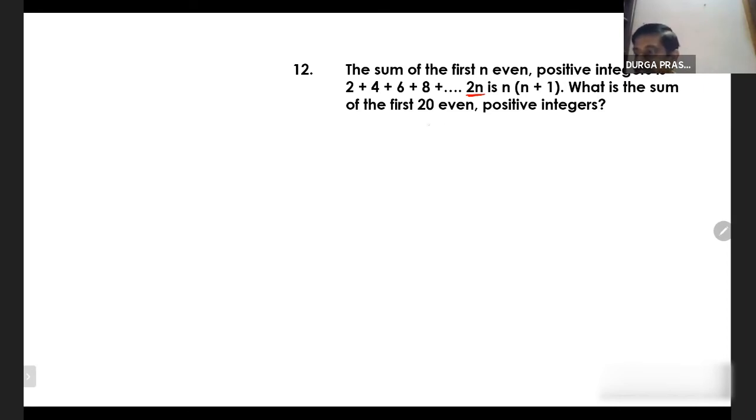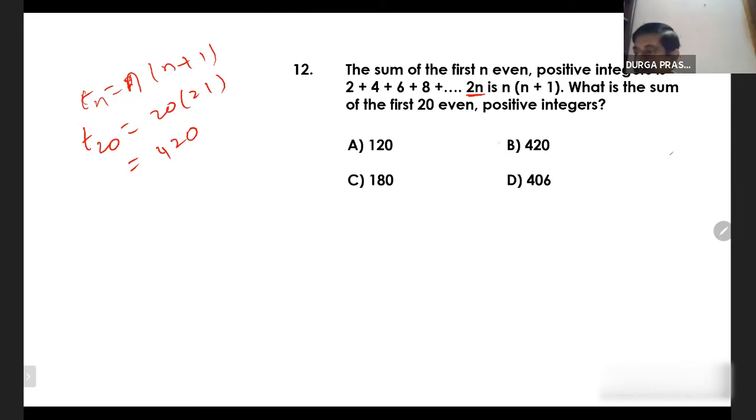What is the sum of the first 20 even terms? It's very simple. So Tn he gave as n into n plus 1. So he is asking to find out T20. 20 into 21, so this is 420. So option B. Please note it fast, quick.